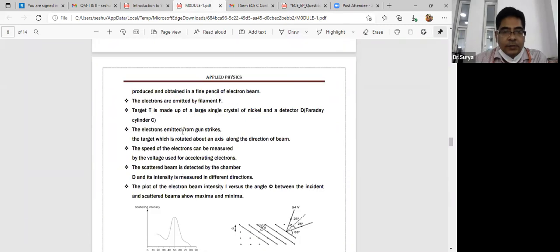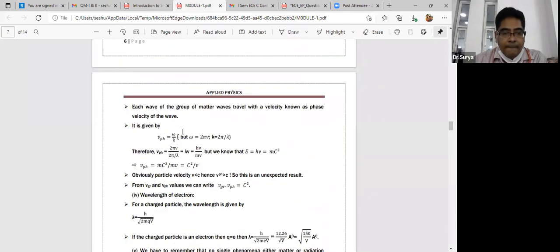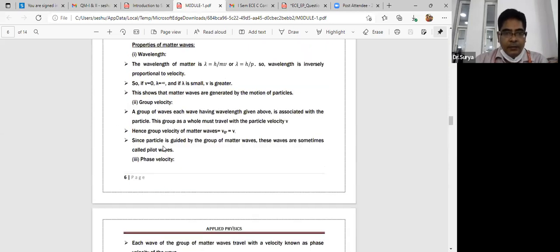So this is the expression we have to derive. See here. Can you see?